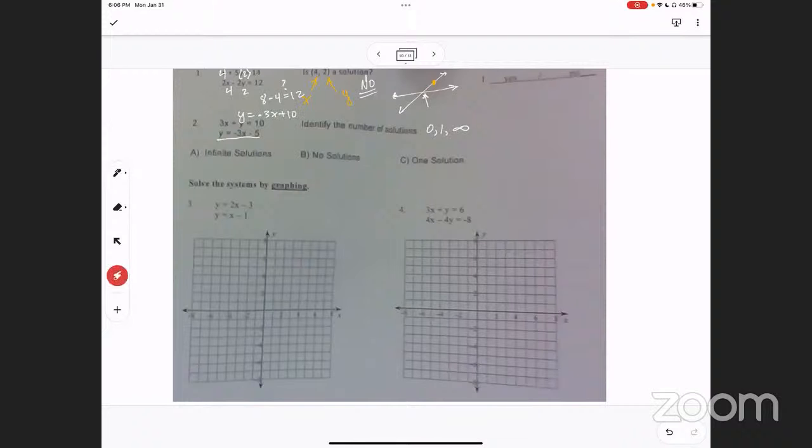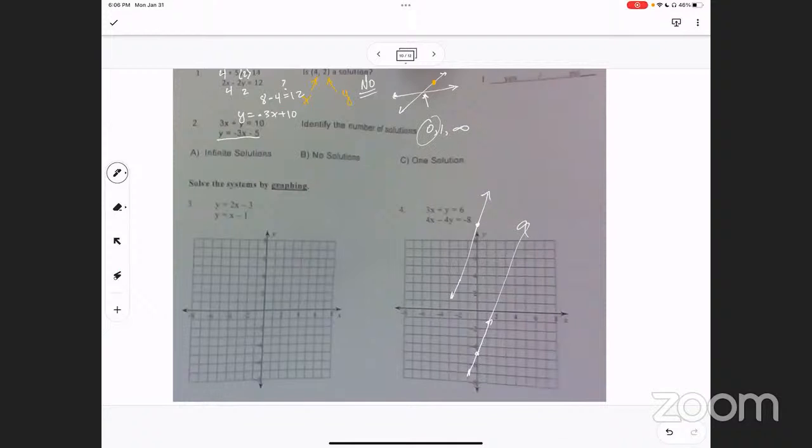Yeah. Okay. And do you see how the slopes are the same, but the y-intercepts are different, which means they are what? One solution? The slopes are the same, negative 3, but the y-intercepts are different. One of them is at 10, negative 3, so it's like this. And the other one goes through negative 5, negative 3. So it's like this. But the slopes are the same, which means they're never going to intersect. Oh, no solution? That's right. There's no solution.